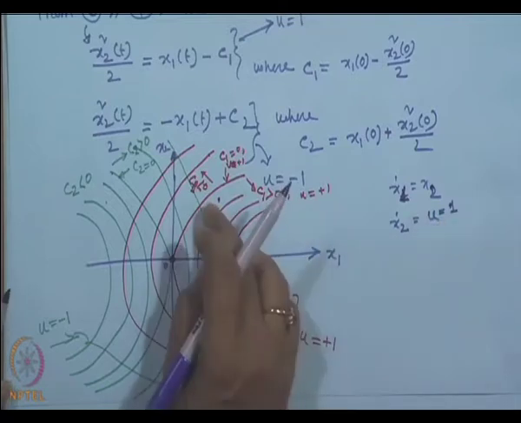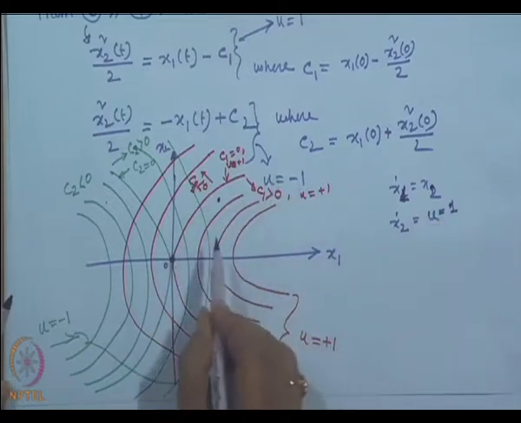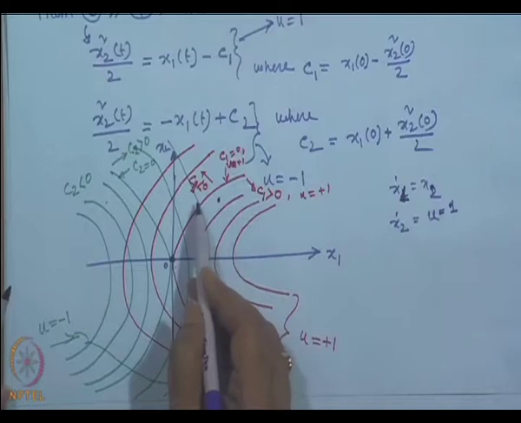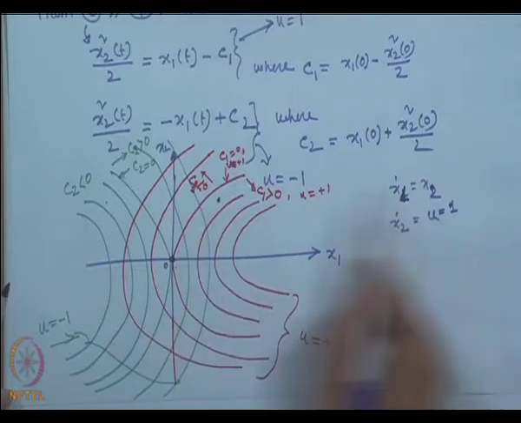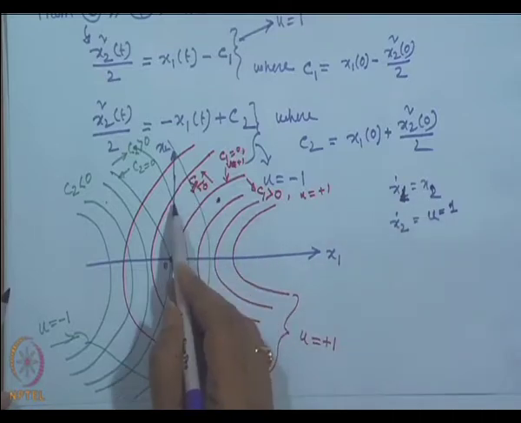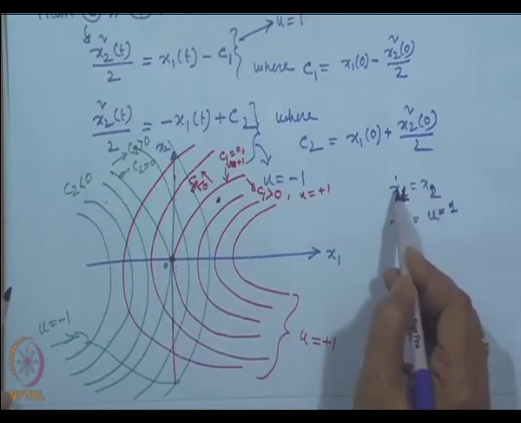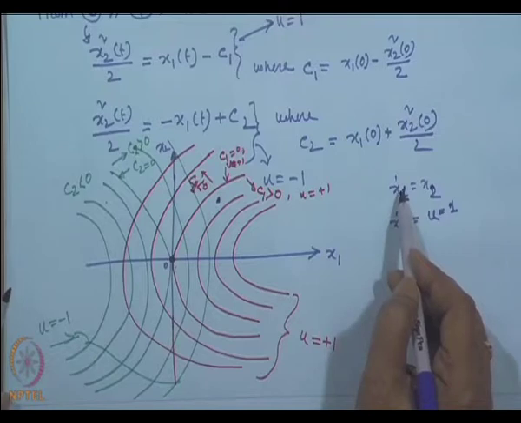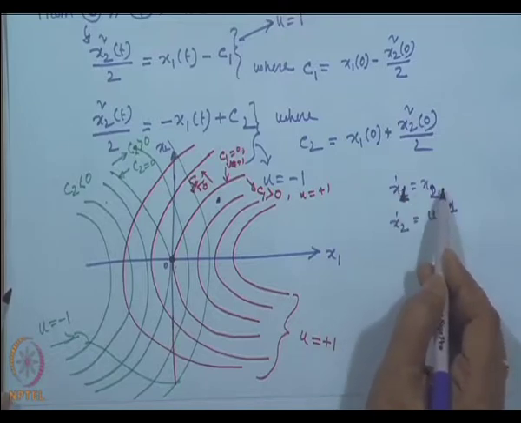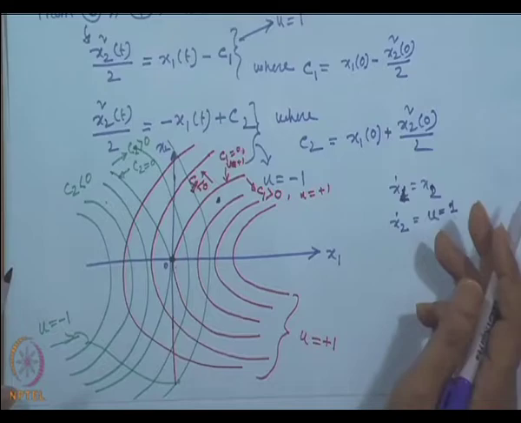So, let us call it is here. What is the value of x2? Positive. If the x2 value is positive, then x1 dot is positive. The velocity is positive, so then in which direction will x1 move?